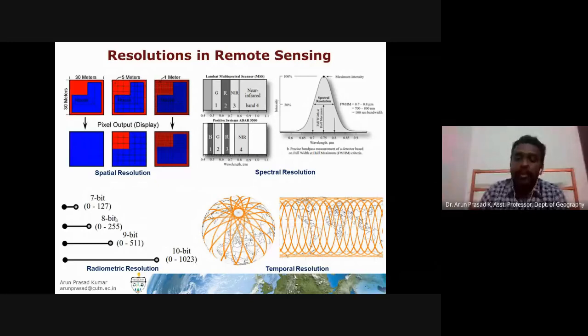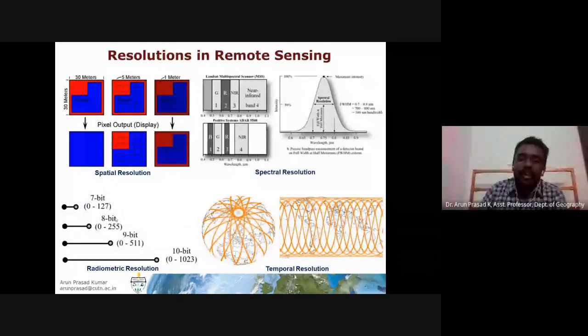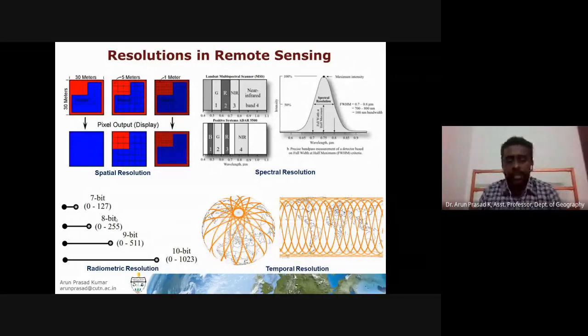So why do we need this? For a particular application like disaster management, or where continuous monitoring is required, we have to choose higher temporal resolution data, because you need data every week or every 3 days. The same goes for plant growth monitoring, vegetation monitoring or invasive species, where you may need data every 15 days.